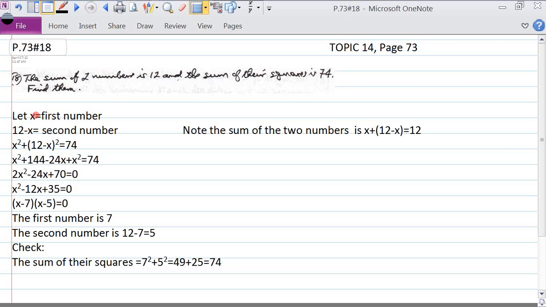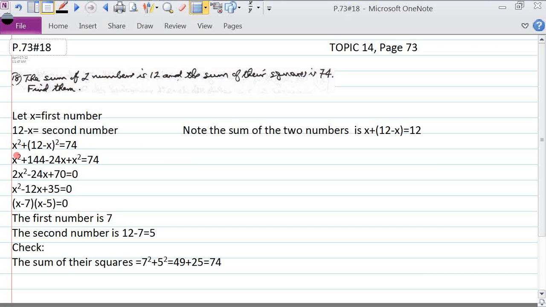So you can always use this kind of technique when you know the sum of two things. You identify the first, and the second one is always the total minus the first. Notice that when you add x plus 12 minus x, the x's cancel, plus x and minus x cancel, and you're left with 12. So now, the sum of their squares. You square the x, which is the first number, and you square 12 minus x, and you're told that that equals 74.